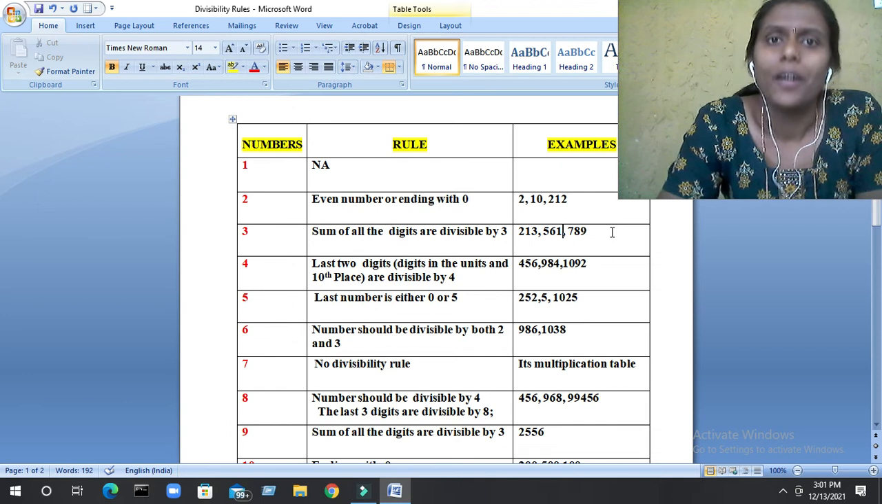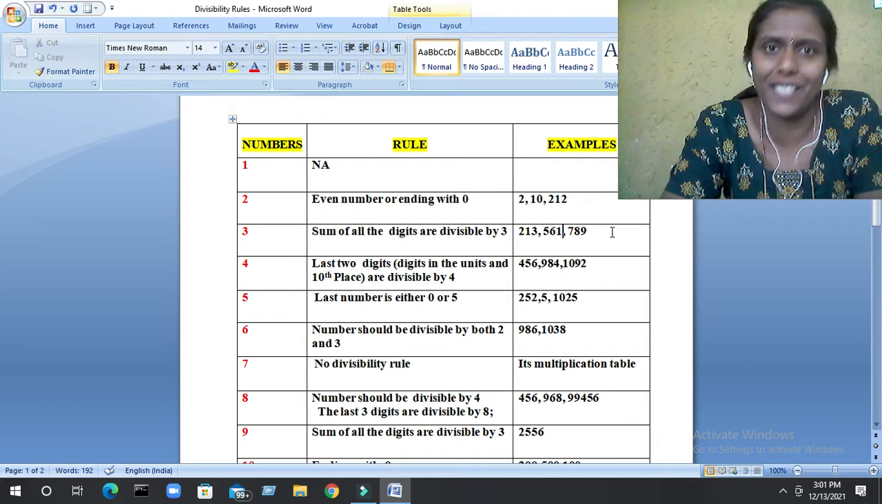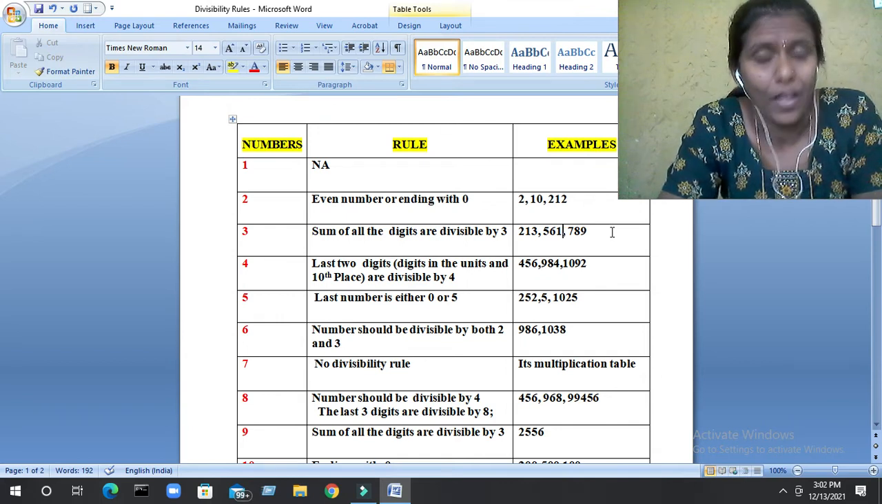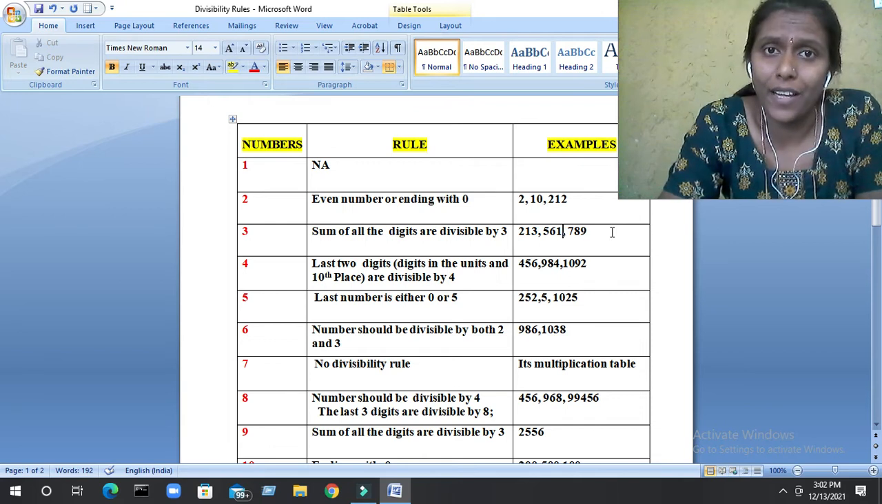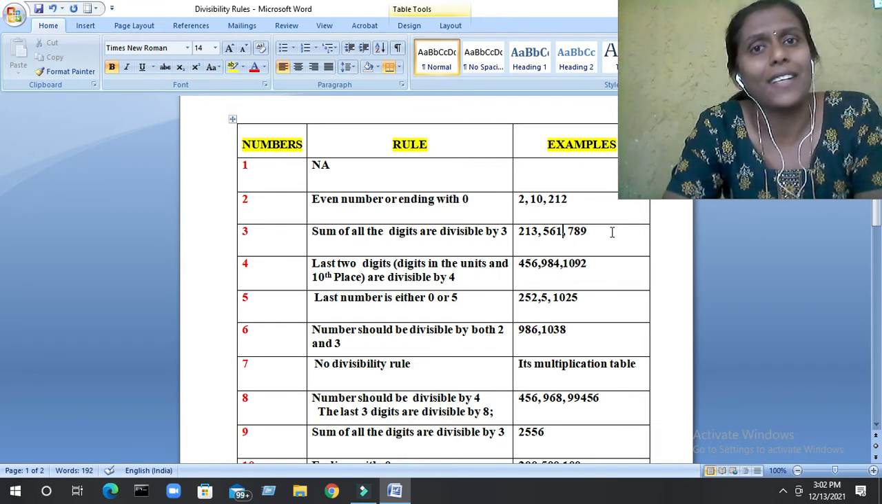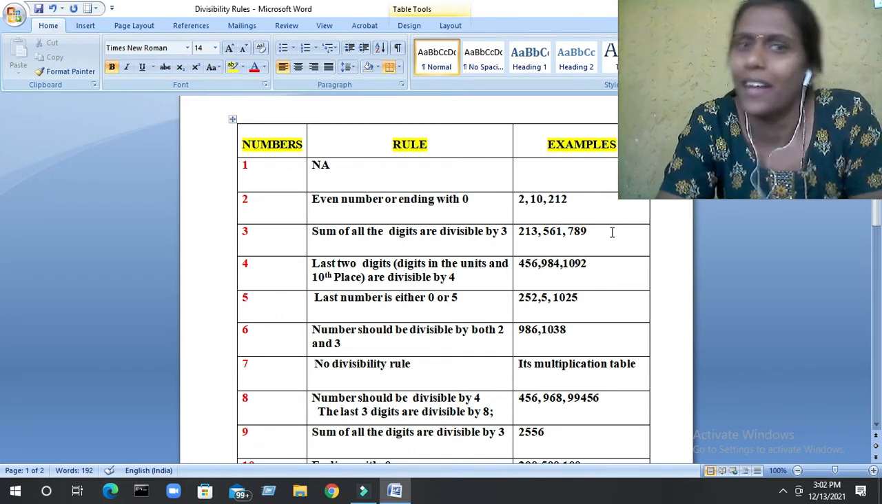The number should either be ending by 5 or 0. It means that number is always divisible by 5. 10, 25, 95, 65, 625. Yes, in the units place, the last digit present was 5. So we say all those numbers are divisible by 5.